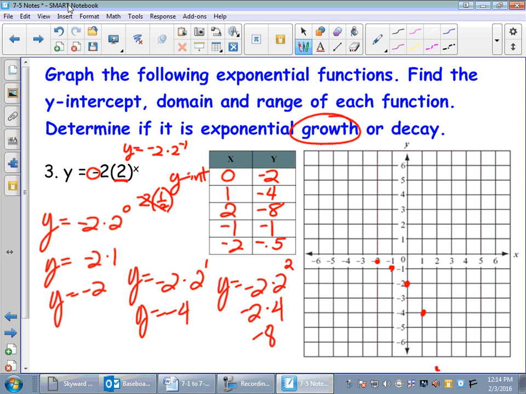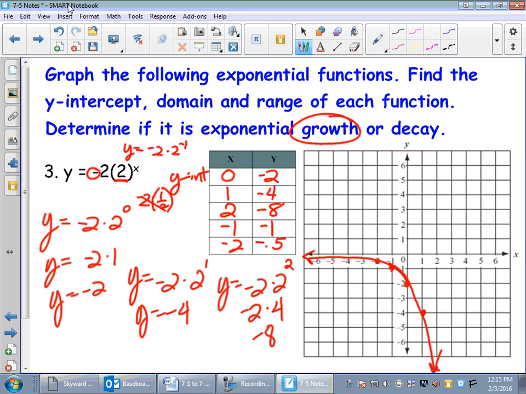What's going to happen is we're approaching the x-axis again from the negative side. It will never cross. So I know it levels out over here. I've established a pattern, and then it's falling in a curve. Okay, so there's your graph. You got your y-intercept.